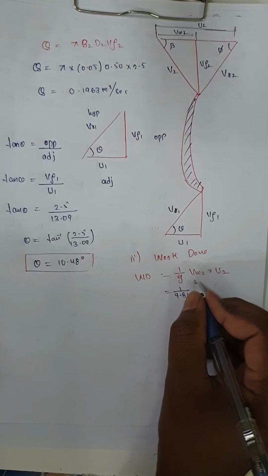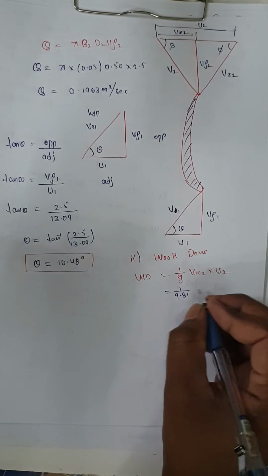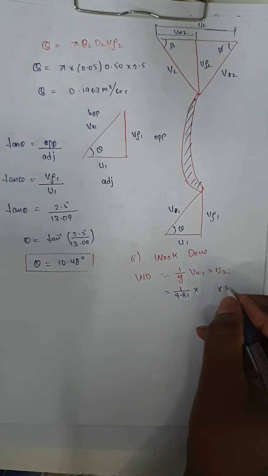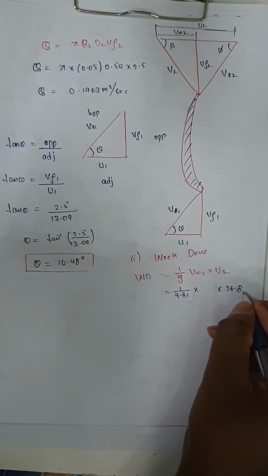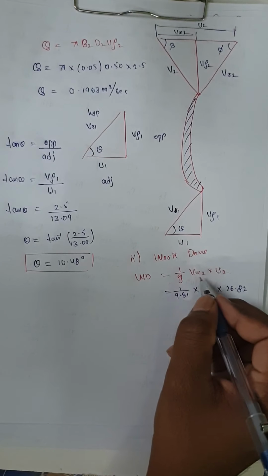u2 value is known, but vw2 value is not given. vw2 is unknown. u2 value you know. Just now you got the value of u2. How much did you get? 26.82. Only need to find out the value of vw2.